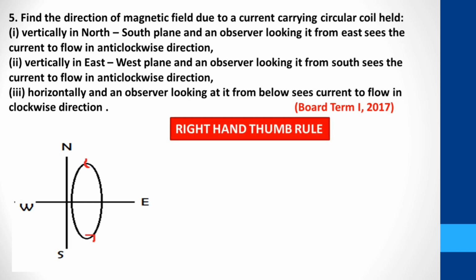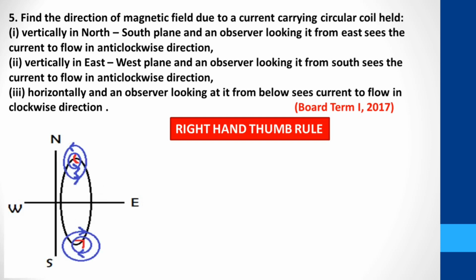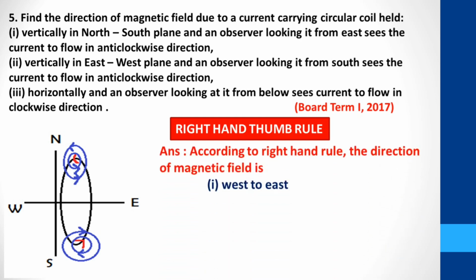We know that we can find the direction of magnetic field using the right hand thumb rule, and from the right hand thumb rule we can see that the magnetic field is directed from west to east on both the sides of the circular coil. So the direction of the magnetic field here is west to east.